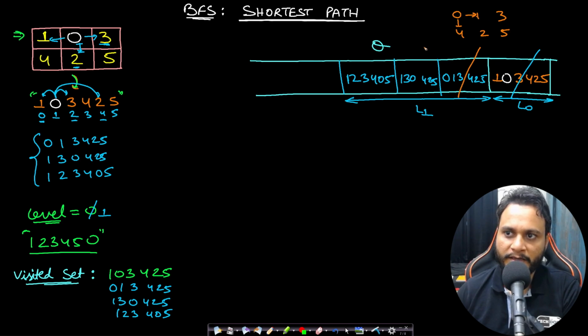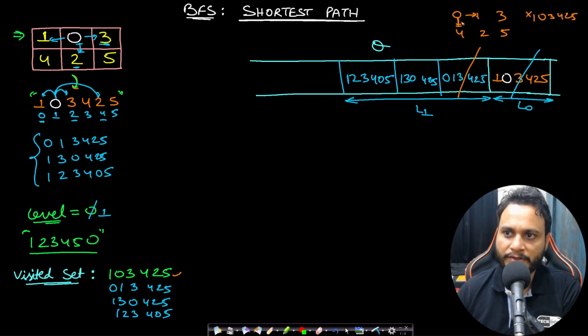If this 0 and 1 are swapped, then the number will become 1, 0, 3, 4, 2, 5, isn't it? You check it out. Is this state already present? 1, 0, 3, 4, 2, 5. So this is already visited, so we cannot go to this state.